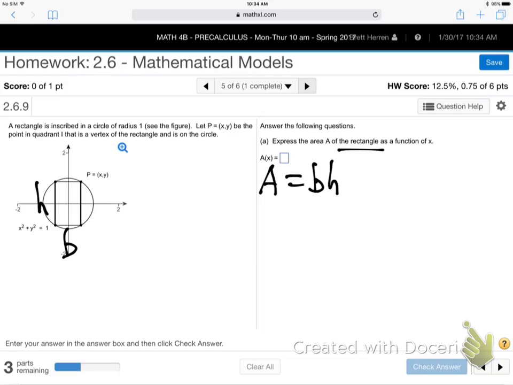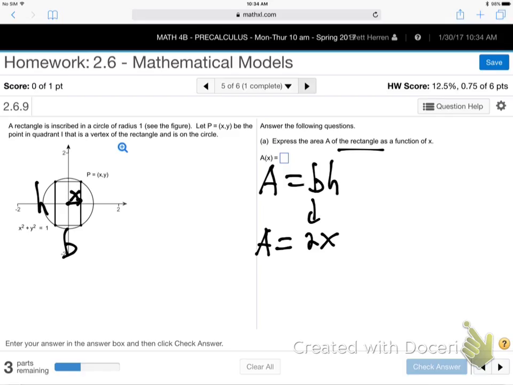It's 2x, not x. Everybody's going to say why? Because what is x again? How far from the middle to the side? That's x. So the base is 2x. Everybody good with that? You've got to know that. Got to be careful on that. That one little thing kind of matters.